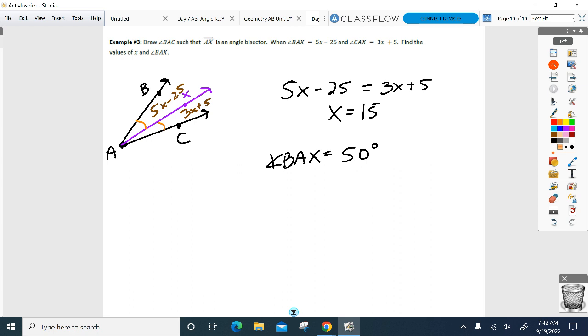Yeah. So I move the 3x over. It doesn't really matter what you do, as long as the variable's on one side and all your numbers are on the other. So I would subtract 3x over, I get 2x. I add 25 over here, I get 30. And now I divide both sides by 2, and that's where that 15 comes into play.